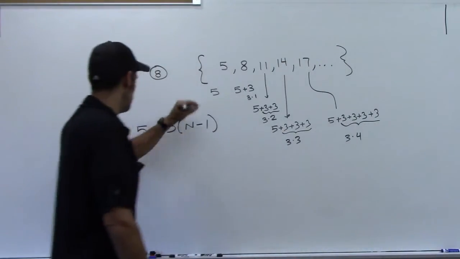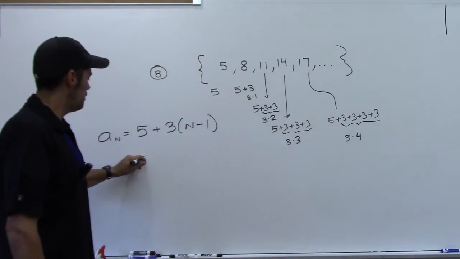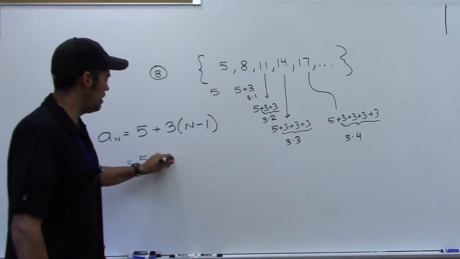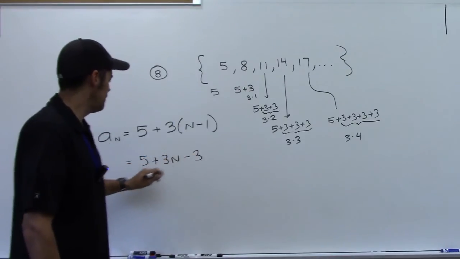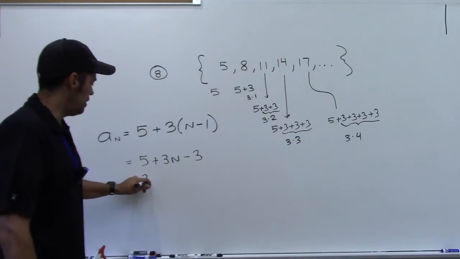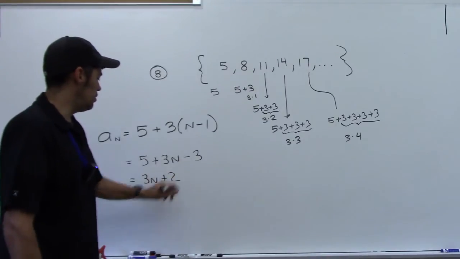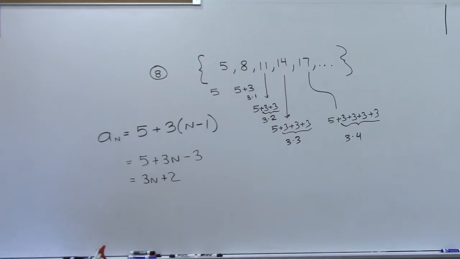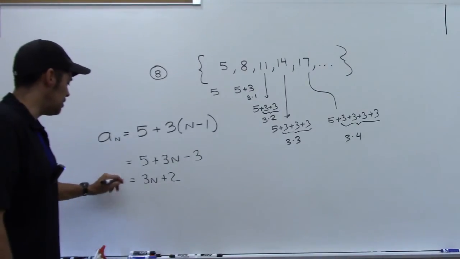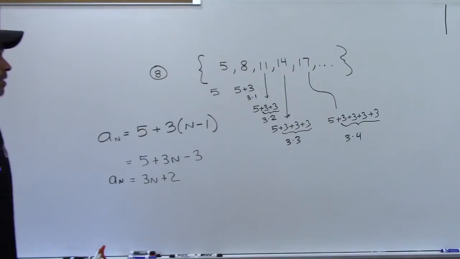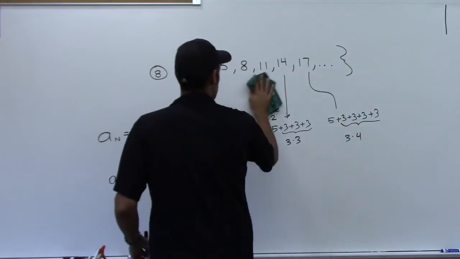I'm going to clean up. I'm going to distribute through. So 5 plus 3n minus 3. So we get 3n plus 2. Now that we see how clean this formula is, that's another thing we could have noticed from the very beginning. Let me show you.